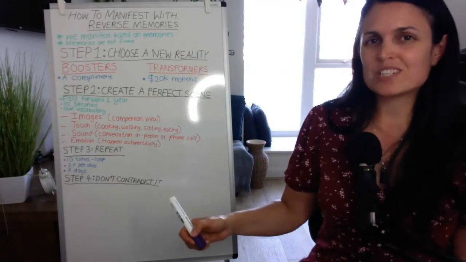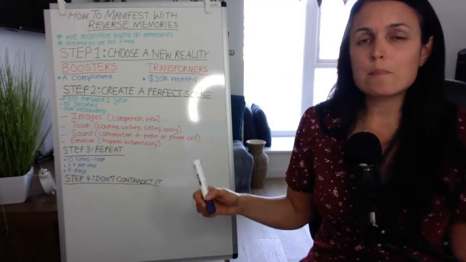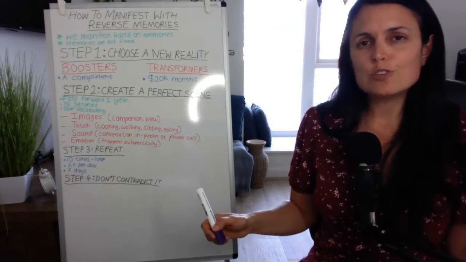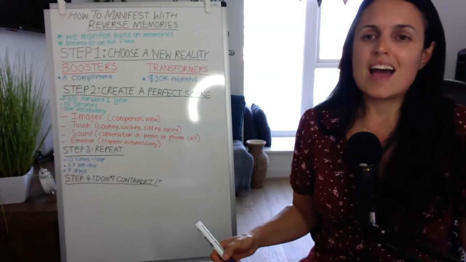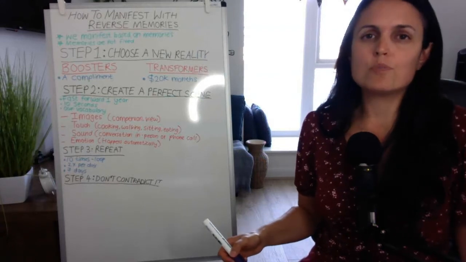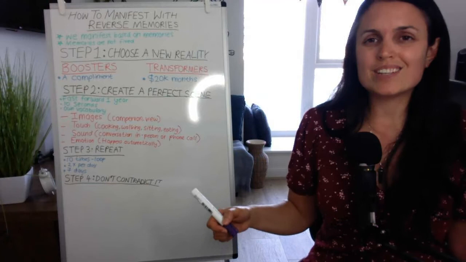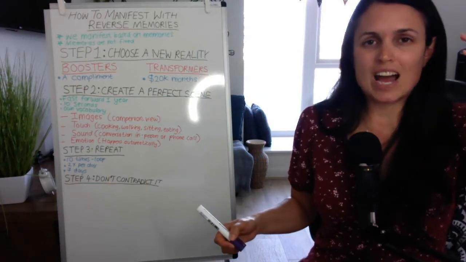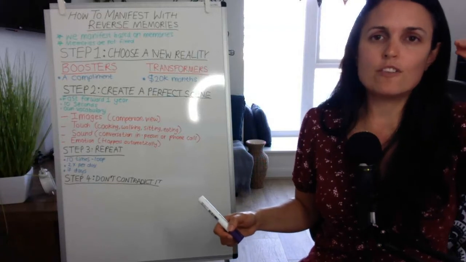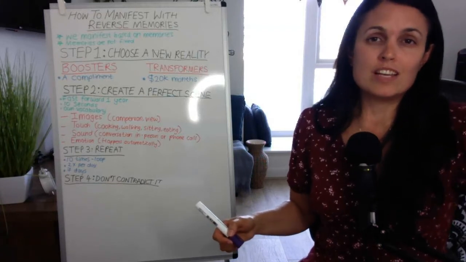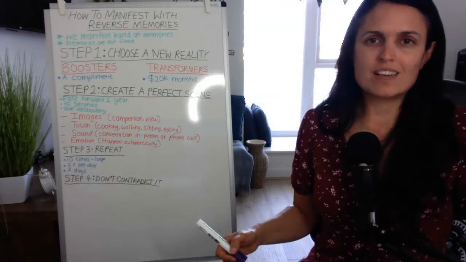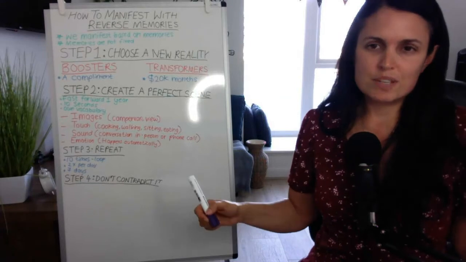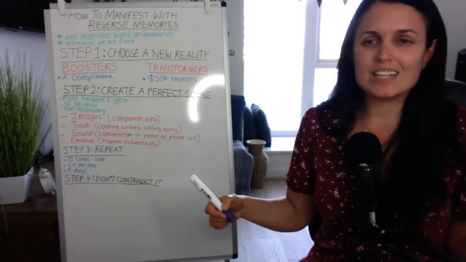So what we want to do is create our own self-fulfilling prophecy with something called a reverse memory. Now, usually an event occurs and then a memory is created, but with a reverse memory, we are going to create the event in our imagination, in our mind first, and then the subconscious mind is going to bring that into our reality later. And that's why I call it a reverse memory, because the process happens in reverse.